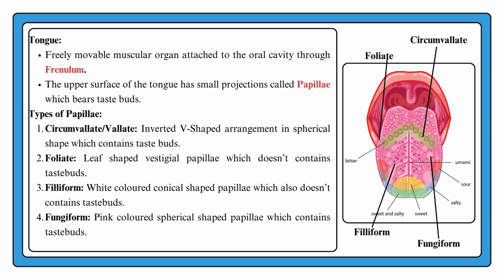The papillae are of 4 different types. They are circumvallate, foliate, filiform and fungiform. First one is circumvallate, or vallate. It is an inverted V-shaped arrangement of spherical shape which contains taste buds. Next, foliate. It is a leaf-shaped vestigial papillae which doesn't contain taste buds. Third one is filiform. It is a white-colored conical-shaped papillae which also doesn't contain taste buds. And the last one is fungiform. It is a pink-colored spherical-shaped papillae which contains taste buds.